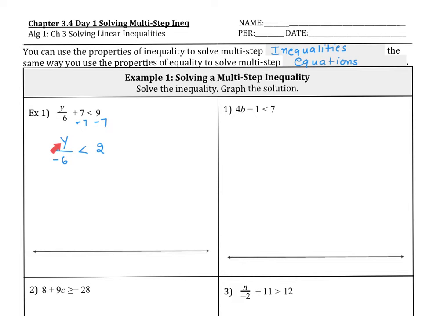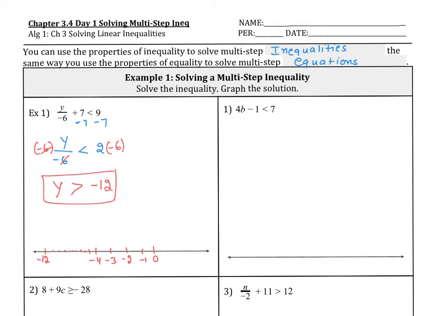Now to isolate this y, you're going to remove the negative 6 from the division. The opposite operation of division is multiplication, so multiply by negative 6 on both sides. Remember, when we multiply by a negative number, we need to switch the inequality, and y is greater than negative 12.